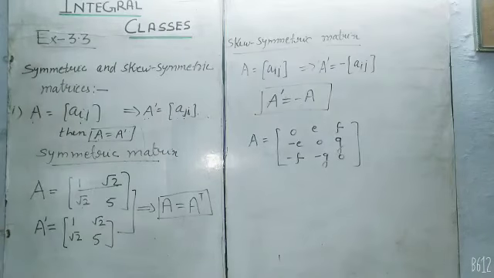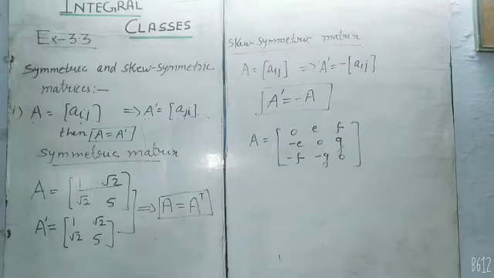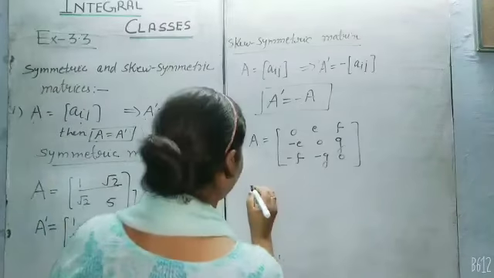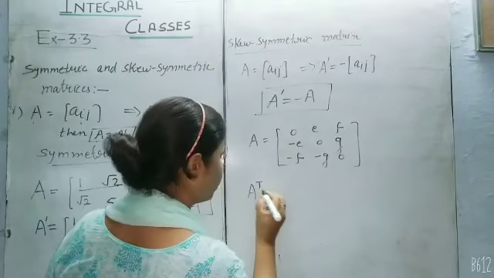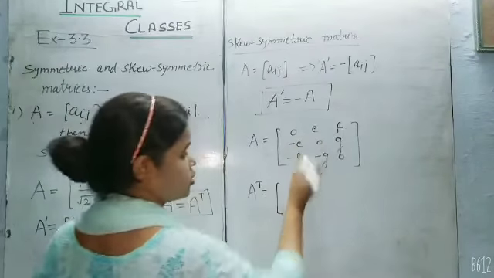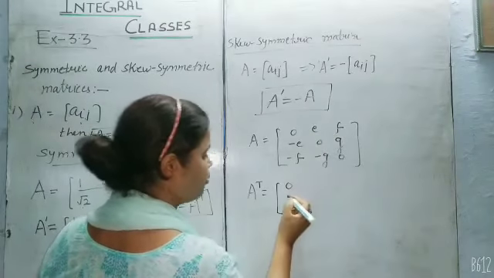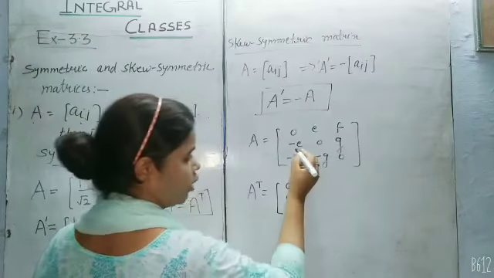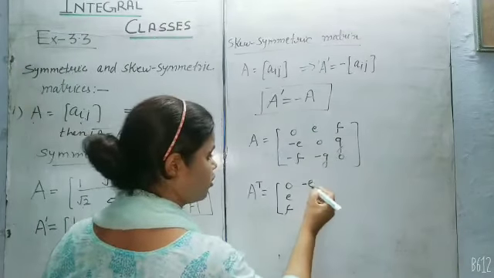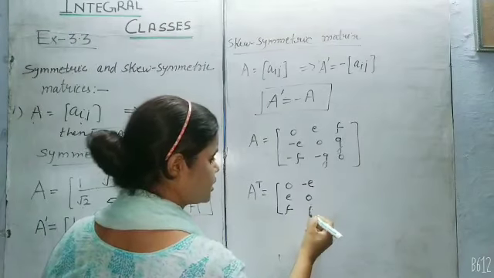Now we will find A transpose. A transpose: here the first row 0, e, f changes into a column. Now the second row changes into the second column: minus e, 0, g.